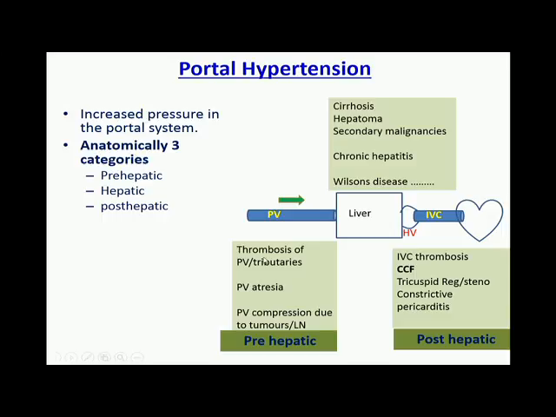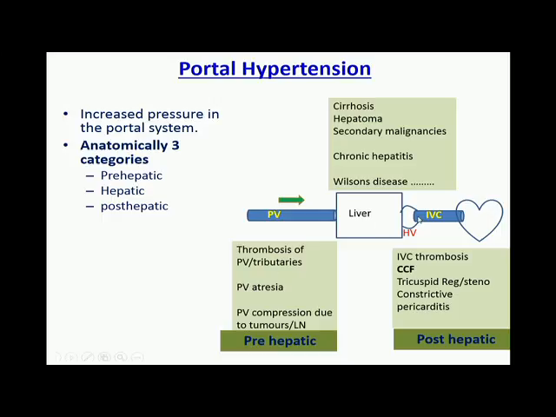Now these are the causes. Pre-hepatic: any pathology in the main portal circulation, thrombosis of the portal vein, thrombosis of the superior mesenteric vein or inferior mesenteric vein, portal venous atresia, or compression of the portal vein due to a tumor. Any gastrointestinal tumors, pancreatic tumors, or colonic tumors can compress the portal vein or superior mesenteric vein. That can cause development of hypertension beyond that point.